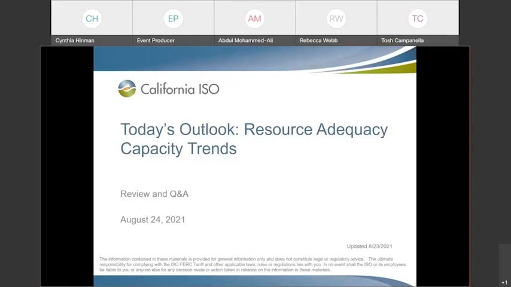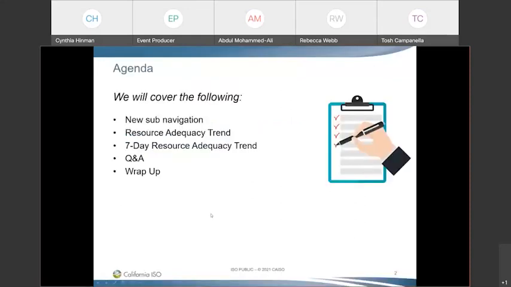All right, let's kick it off here. So today, we're going to cover a few things. We're going to start with some new sub-navigation that's been introduced, some capabilities that we have on today's Outlook. Then we're going to go to the resource adequacy trend chart, followed by looking at the 7-day resource adequacy trend chart. Then I'm going to hand it over to my subject matter experts for the Q&A, and then we'll do a little wrap-up.